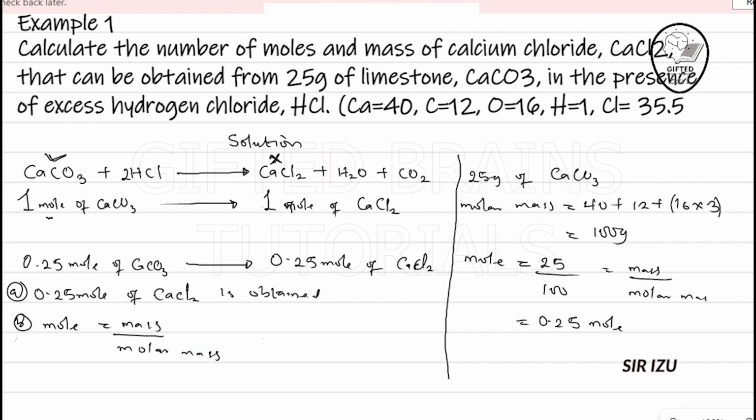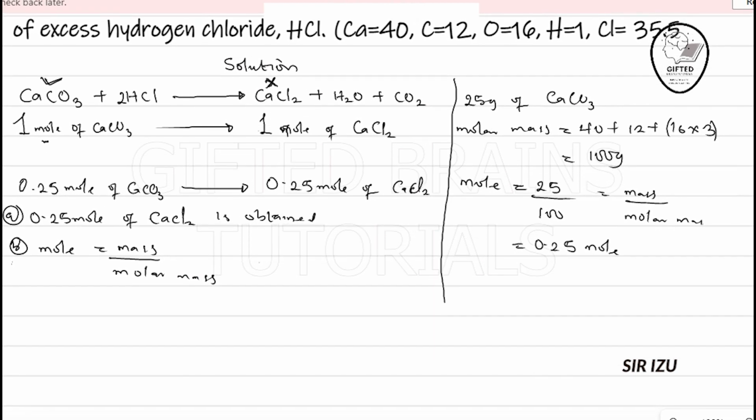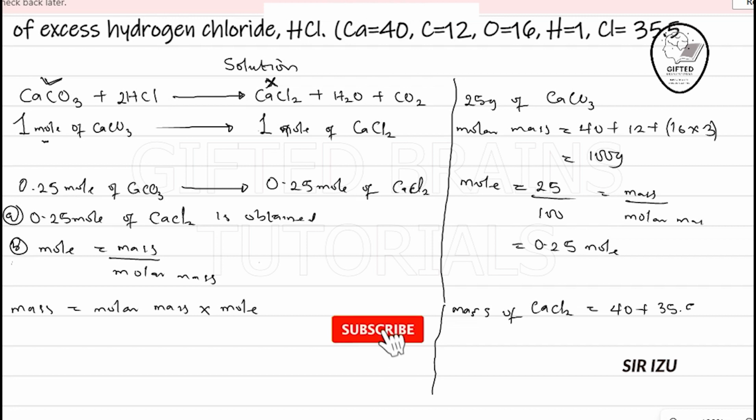So now the question is, what is the mass of the calcium chloride? Obviously, mass will be equal to molar mass multiplied by mole. The mole is given already, but I need to get the mass. The molar mass of calcium chloride is just simply calcium, which is 40, plus chlorine, which is 35.5, multiplied by 2. So at the end of the day, this will give us 111 gram.